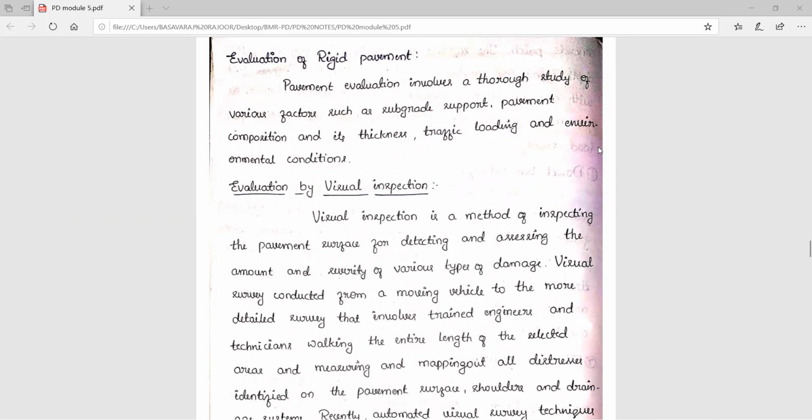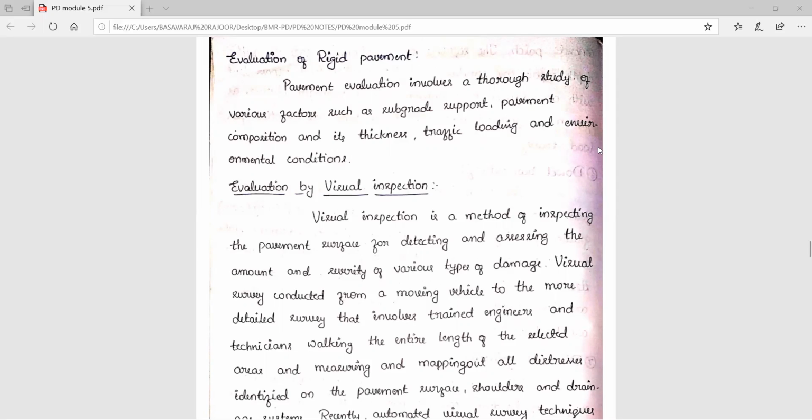Continuing with the session. So now we are going to discuss the evaluation of rigid pavement. Pavement evaluation involves the study of various factors such as subgrade support, pavement composition and its thickness, also the traffic loading and environmental conditions. A visual inspection of the pavement surface can provide valuable information.